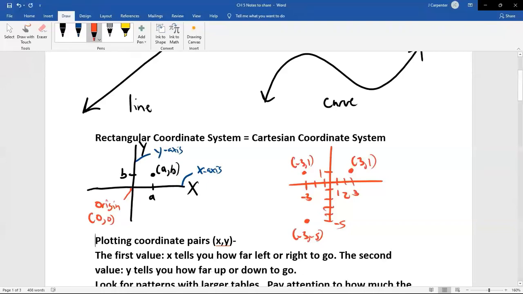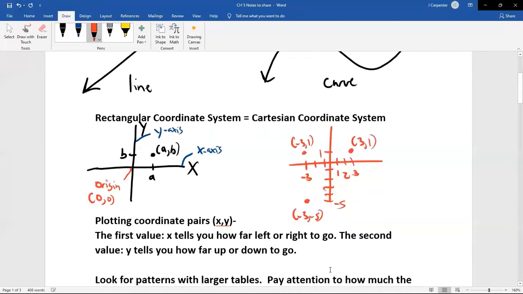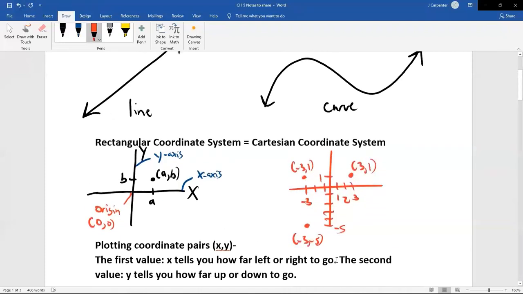So what I was saying earlier is right here now. How do you plot coordinate pairs? That's what we call the X comma Y or the A comma B or the negative 3 comma 1. It's a coordinate pair. A pair because it's two numbers. So a coordinate is how we can describe a location.